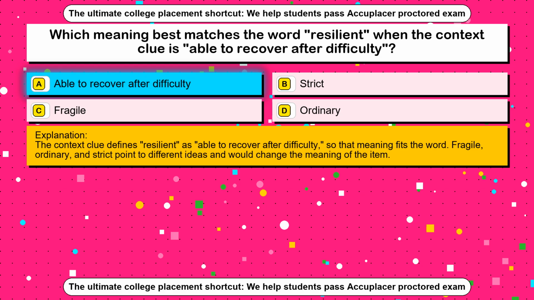The context clue defines resilient as able to recover after difficulty, so that meaning fits the word. Fragile, ordinary, and strict point to different ideas and would change the meaning of the item.